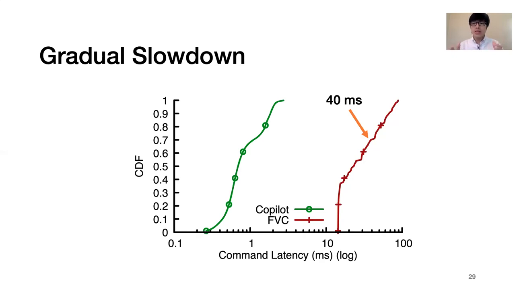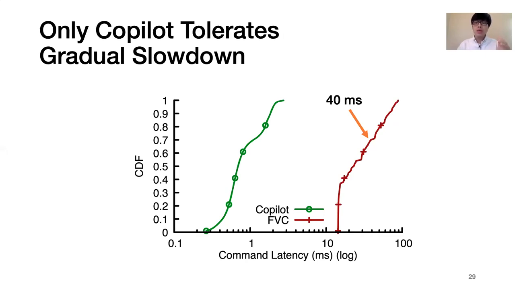In contrast, Copilot delivers latency similar to the normal case. Copilot tolerates this slowdown because of its proactive redundancy. The null dependency elimination optimization keeps Copilot latency low in this case by avoiding the need for any fast takeovers. So, only Copilot tolerates this type of slowdown.